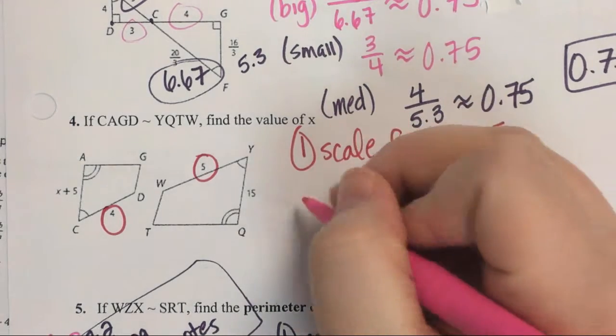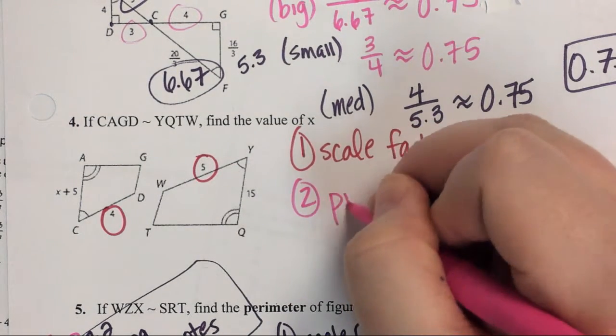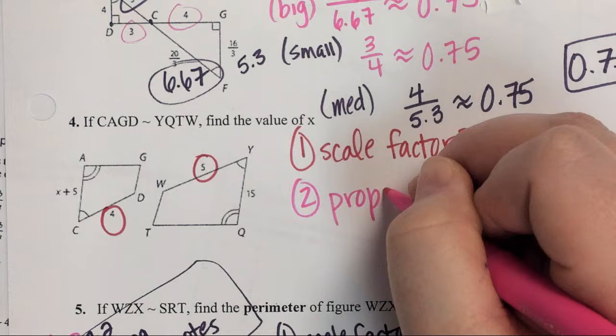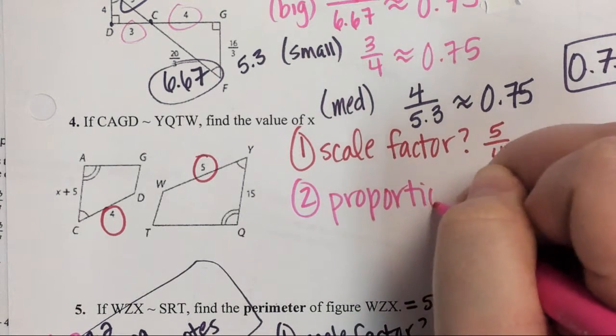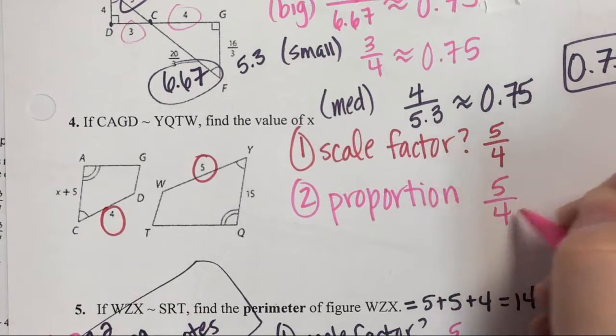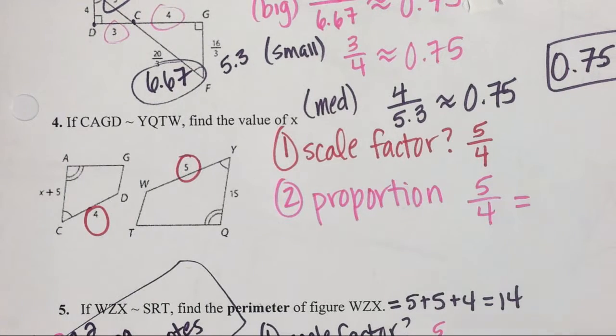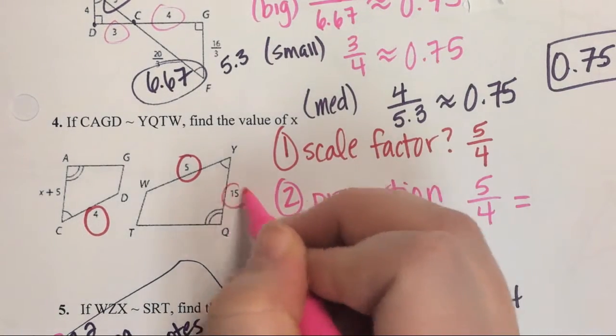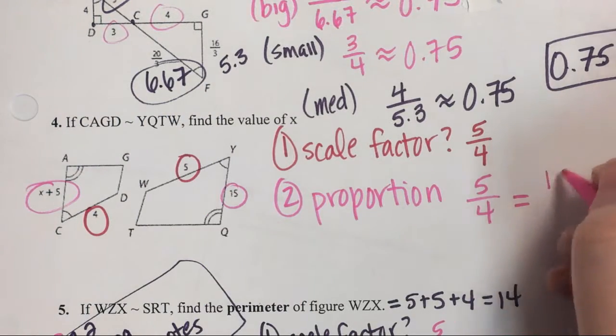As long as you're consistent with your proportion, it's going to be fine. And the next thing we do is we set up a proportion. So I'm going to do 5 over 4, because that was my scale factor, equal to 15 over x plus 5.